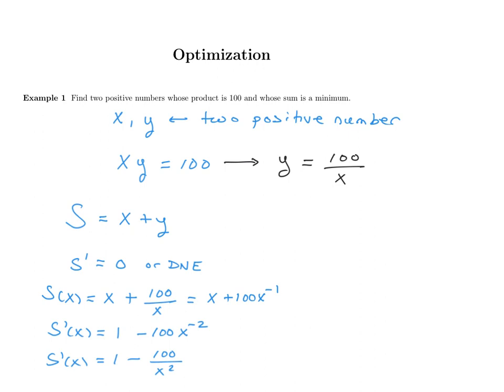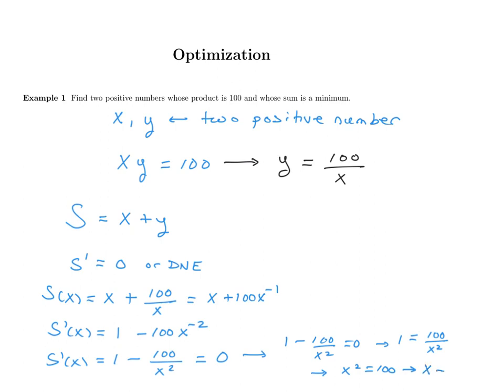That means what we have to figure out is, well, where does the derivative equal 0? So I'll solve this equation here. Where is 1 minus 100 over x squared equal to 0? Well, I could add 100 over x squared to the other side of the equation. I'll continue down here. If I cross multiply the x, I get x squared is equal to 100. And if we take the square root of both sides, we get x is equal to plus or minus the square root of 100.